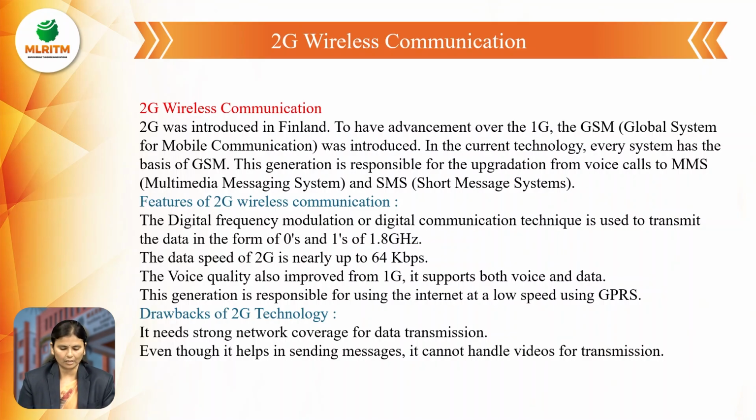The features of 2G wireless communication: the digital frequency modulation or digital communication technique is used to transmit the data in the form of ones and zeros at 1.8 GHz. The data speed of 2G is nearly up to 64 kilobits per second. The voice quality also improved from 1G. It supports both voice and data. This generation is responsible for using the internet at low speed using GPRS. The drawbacks of 2G are that it needs strong network coverage for data transmission. Even though it helps in sending messages, it cannot handle video transmission.